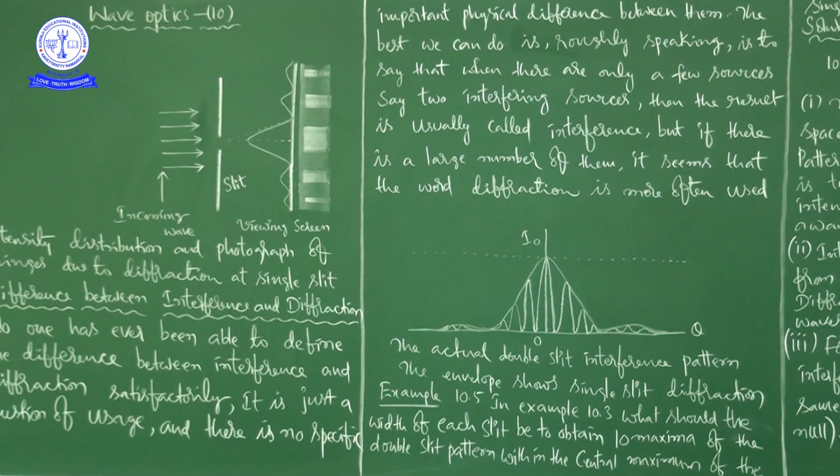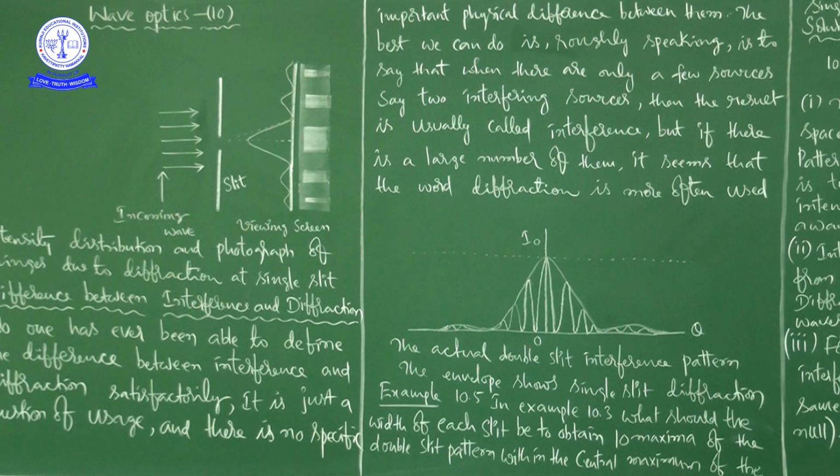So how these two conditions we derived, and how it is possible to get the minimum or 0 intensity at theta is equal to n lambda by a, and how it is possible to see the maximum intensity at theta is equal to n plus 1 by 2 into lambda by a, where n is equal to plus or minus 1, plus or minus 2, plus or minus 3 and so on.